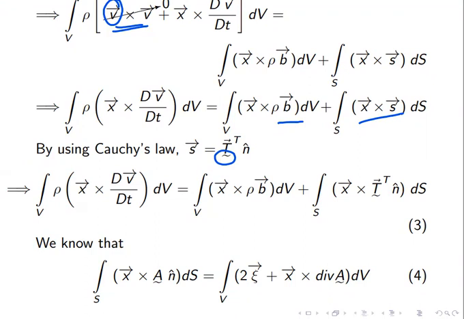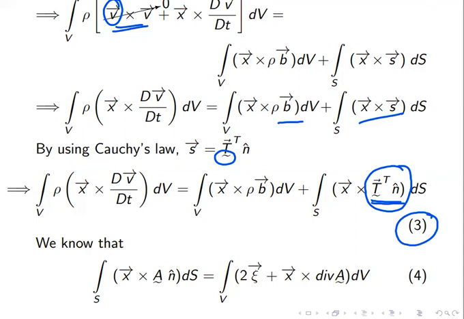Okay. So now the place of S we are replacing by that, right? So S is nothing but what? S is nothing but T transpose n ds as it is. Let us call that equation 3.